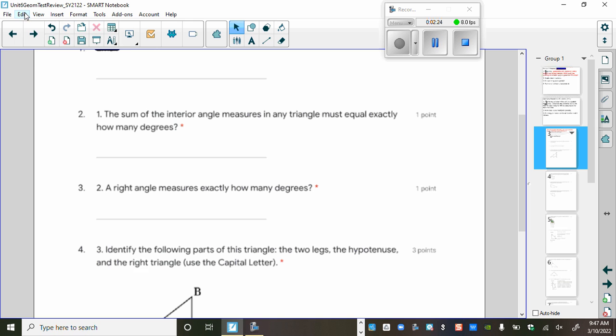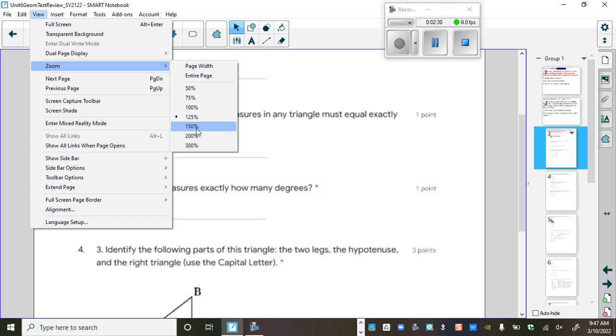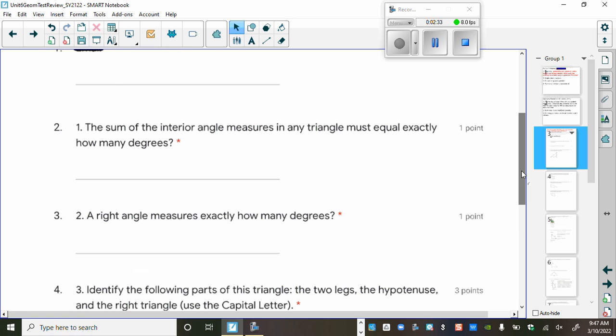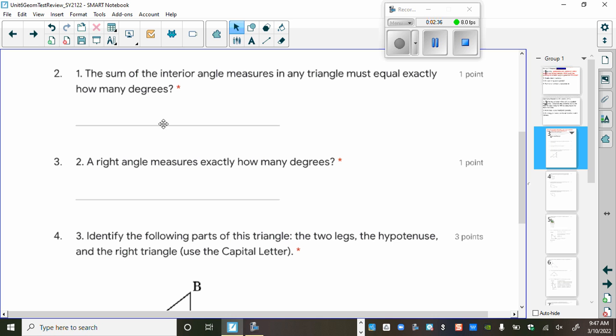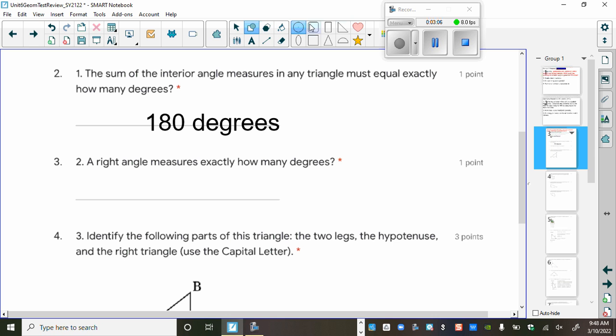All right, I'm going to zoom in. Now, some of these we already know right off the bat. For instance, this first question: the sum of the interior angle measures in any triangle must equal exactly how many degrees? 180, very good. 180 degrees. That one is no doubt, because in every triangle, the sum of the three angles will always be 180 degrees.